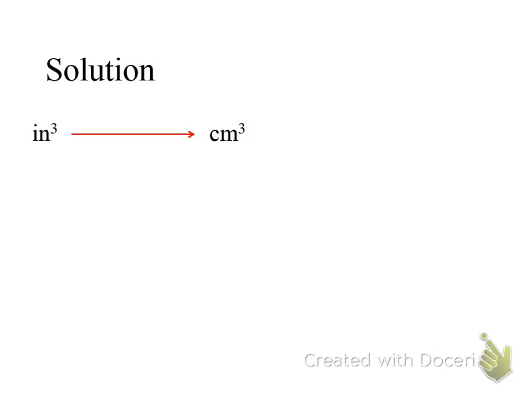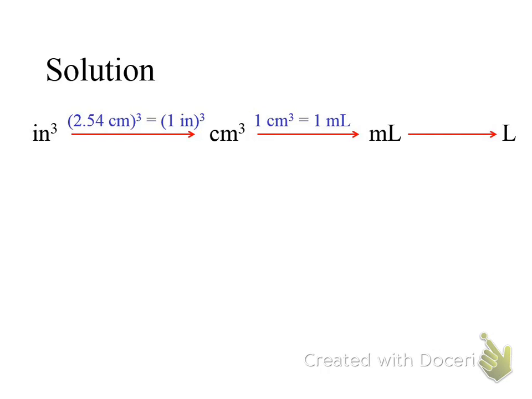Of course, once we get cubic centimeters, it's downhill to get to liters, right? But we probably need to go through milliliters. What's the relationship between cubic centimeters and milliliters? It's 1 to 1, yep. 1 cubic centimeter is exactly equal to 1 milliliter. And then we can go from milliliters to liters. What's the relationship there? 1,000 milliliters equals 1 liter. Yep, exactly. Any questions about that? So that's the strategy.